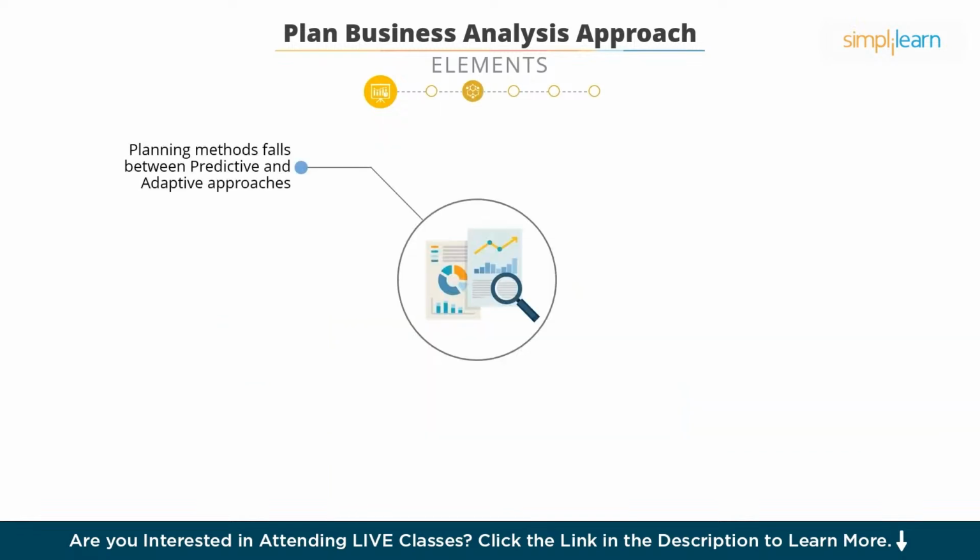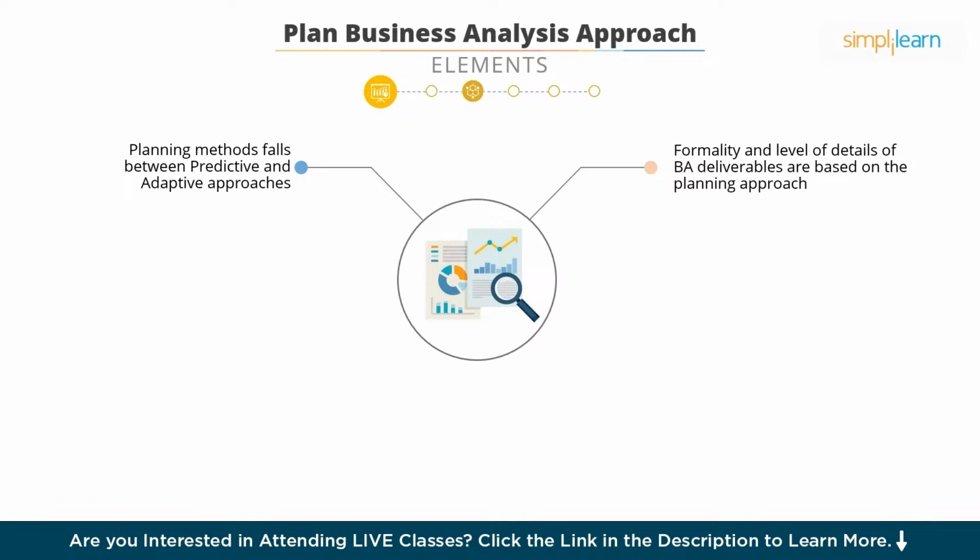All planning methods fall between predictive and adaptive approaches. Predictive approach is also known as plan-driven, where upfront planning is heavy. Adaptive approach is also known as change-driven, where there is a little bit of upfront planning and the rest of the planning is iterative. Formality and level of details of BA deliverables are based on the planning approach.